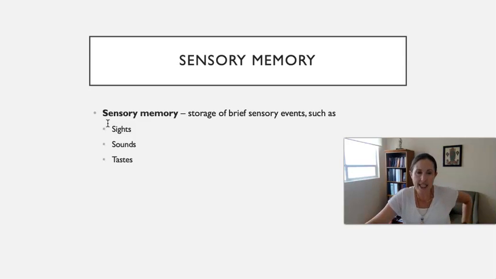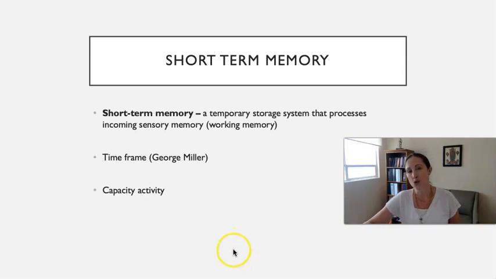And so according to the Atkinson-Shiffrin model, things from your environment are processed through this sensory memory first. Again, it lasts just for a few seconds potentially, and if you don't think the information's valuable, it's going to leave your sensory memory. It's not even going to get to short term. If it's something important, then it will move to short-term memory. So we'll talk about short-term memory next. Short-term memory is a temporary storage system that processes incoming sensory memory, working memories, we call them.